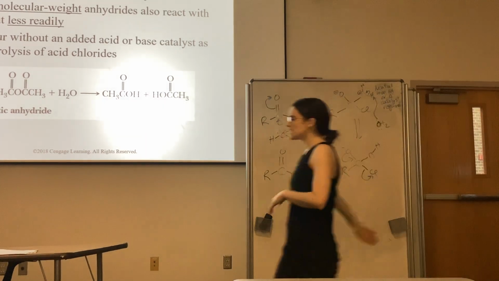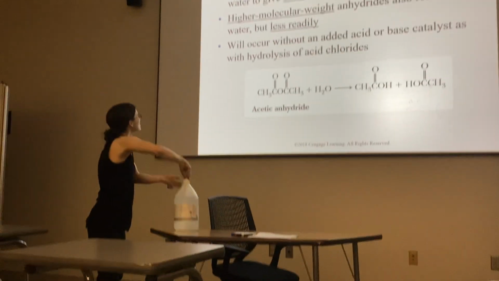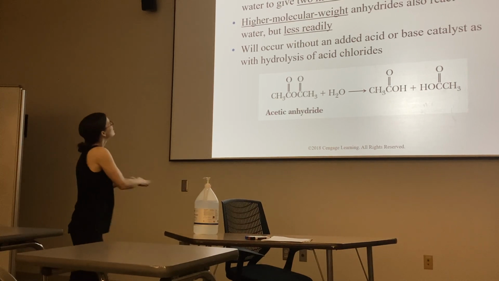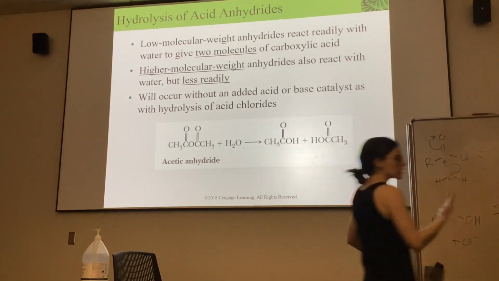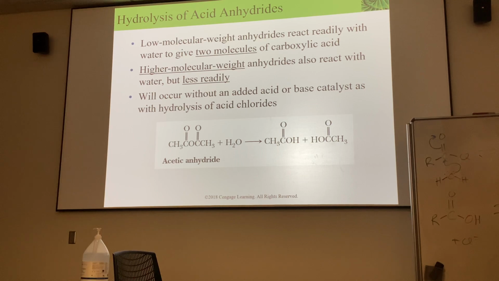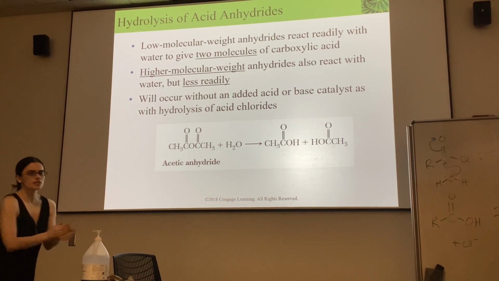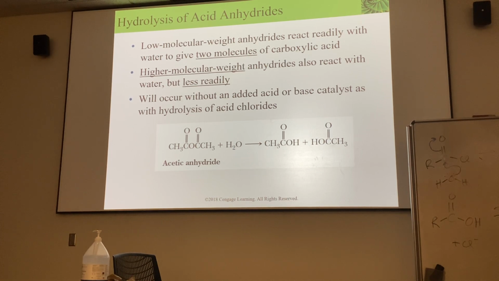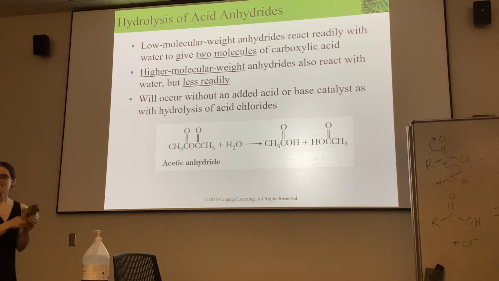Let's see. Acid anhydrides, they also don't need, well, okay, yeah. So either way, low molecular weight or high molecular weight, they are going to react with water, and they're not going to require an acid or base catalyst. If you've got a high molecular weight, then it doesn't react as readily, as aggressively. Does that mean that we've got a different equilibrium position, or does that mean we've just got different kinetics? Kinetics, right? It doesn't go as quickly. It'll still react.